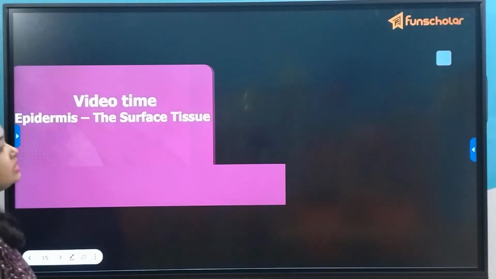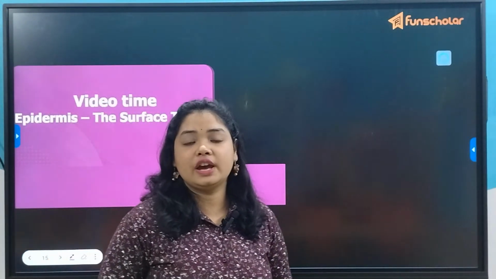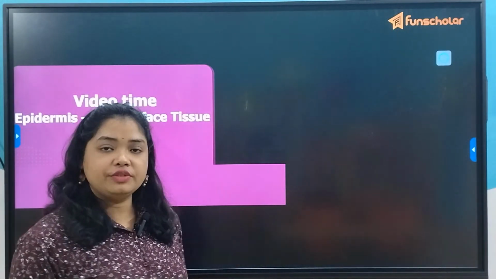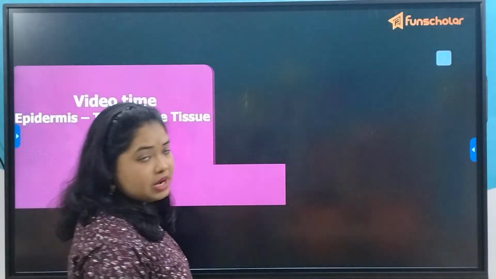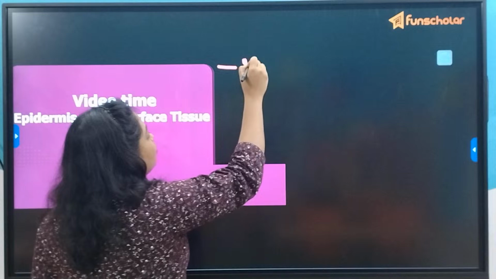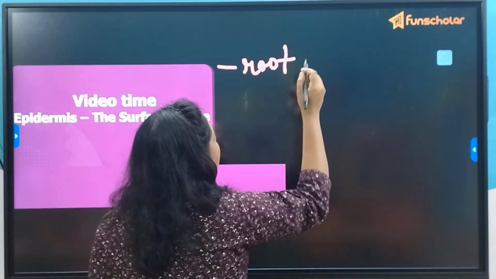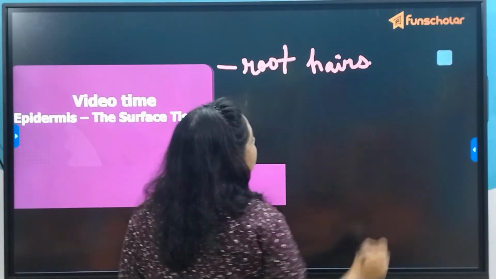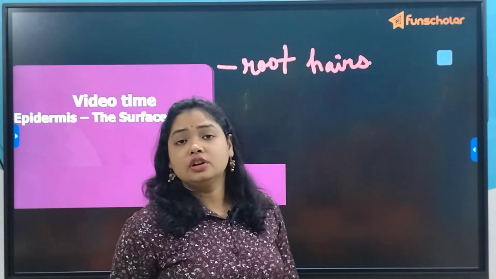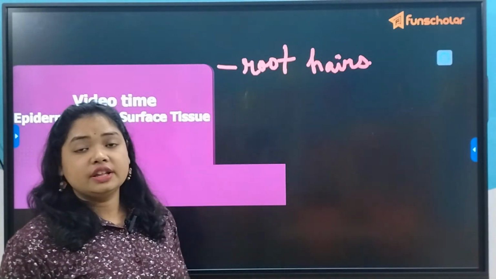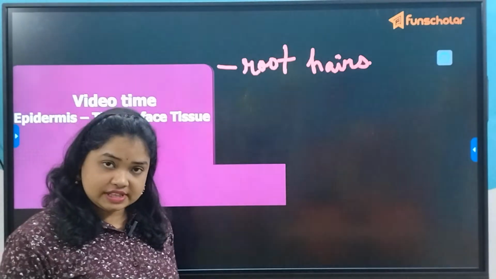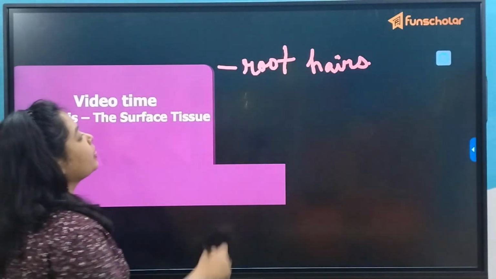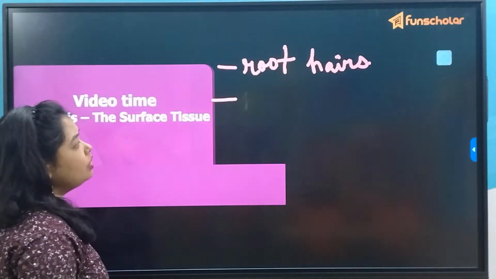Now we'll also discuss the modifications which we have seen in the video. So epidermis can be modified in many ways according to the habitat and need of the plant. For example, root hairs, starting from the ground level. What are root hairs? They are like tiny outgrowths of the roots. What is their function? Their function is to increase the surface area for absorption of water and minerals from the surrounding soil.